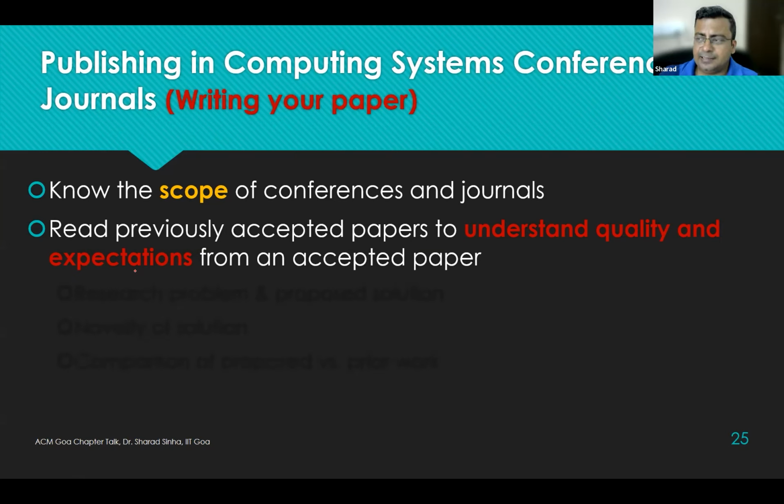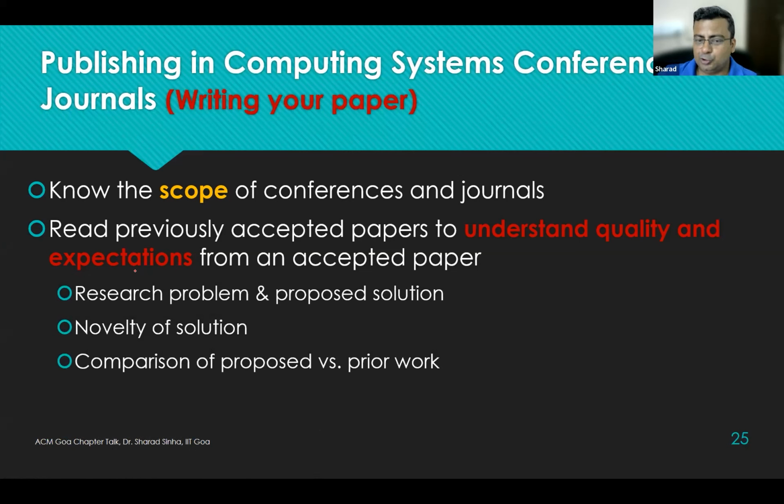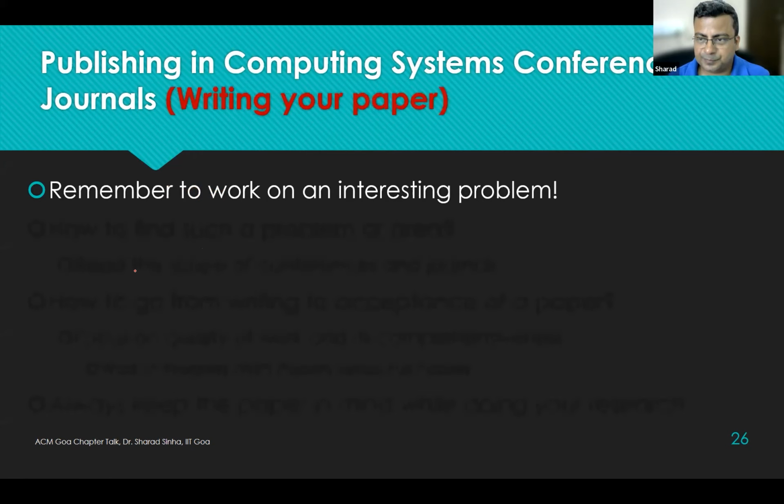So if I tell somebody tomorrow to write a paper for TVLSI, and that person has never written a paper for TVLSI earlier, then how is that person supposed to get started? So the first thing to do is to read a paper that has been published in TVLSI, and see the structure of the paper, the quality of the work, the novelty of the solution, and the exhaustiveness of the comparison of proposed work with prior work. These are the three points to be understood by looking at the paper. And this will give one an idea of what the expectations are.